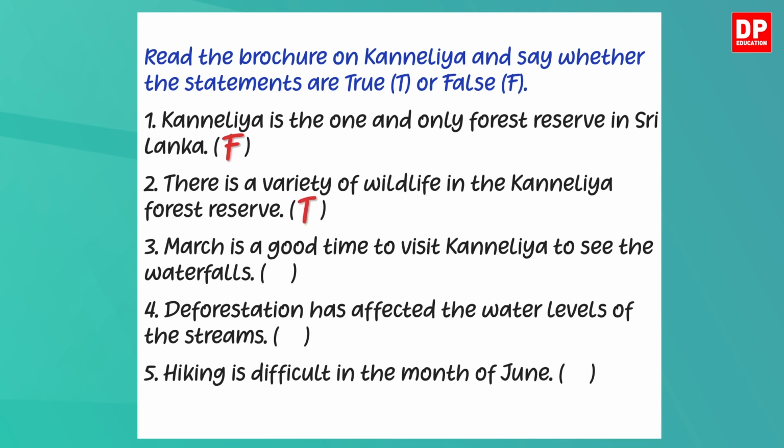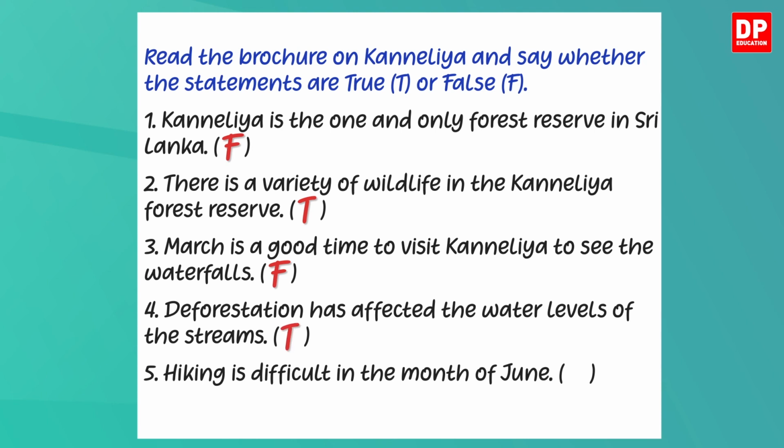What is the third sentence? March is a good time to visit Kanneliya to see the waterfalls. This sentence is false, as the brochure says that in March the water levels are low. March is an ideal time for hiking there. Fourth one is, deforestation has affected the water levels of the streams. This is directly given as, although deforestation has affected them, these streams create several beautiful cascades. So this one also is true.